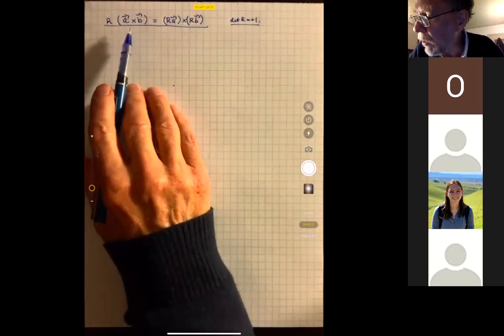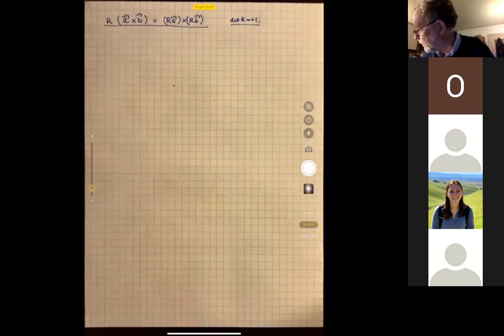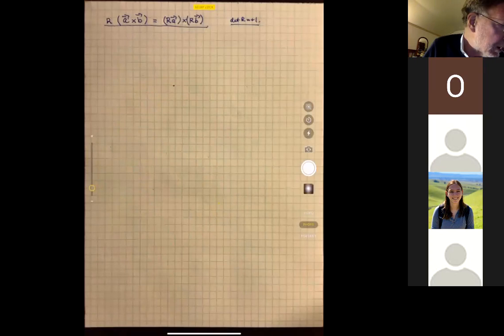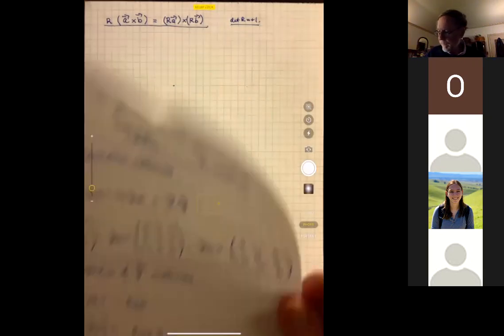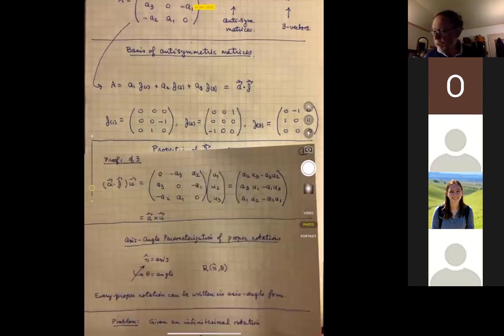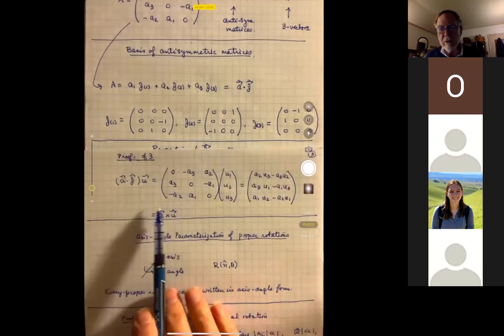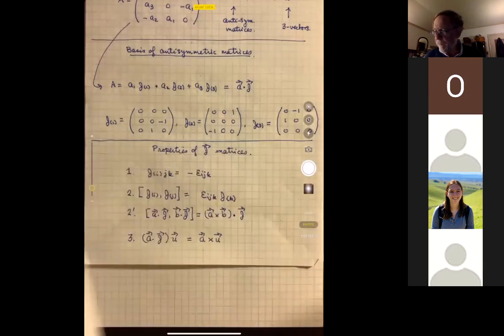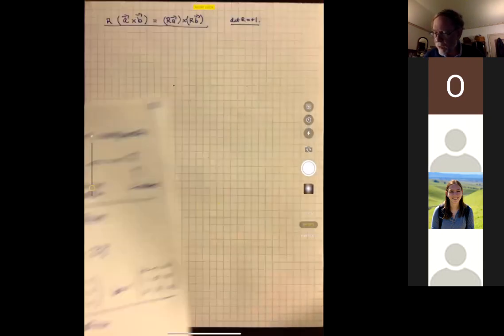In the first place, allow me to translate these cross products into matrix notation. Let me see if I can find the place where I presented that material. Yes, here it is. Here is the identity. It's A dot J, which is an antisymmetric matrix, multiplying U, is the same thing as A crossed U. And the proof is given by just multiplying it out, if you'll recall. So let's use that result here.